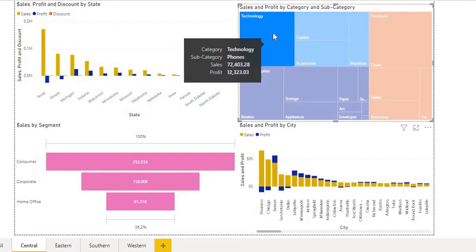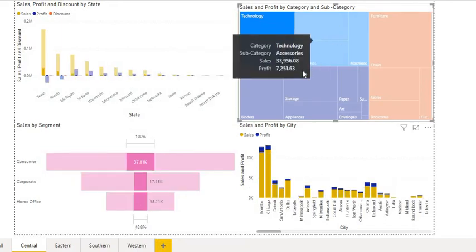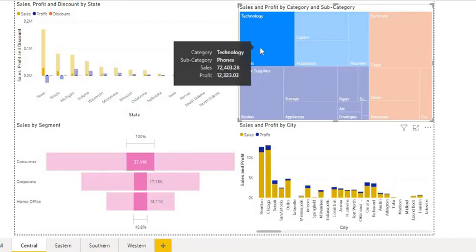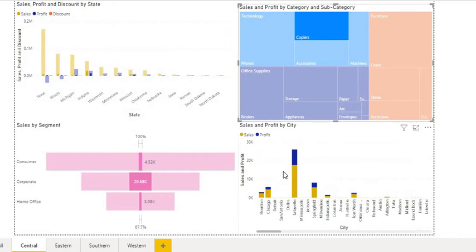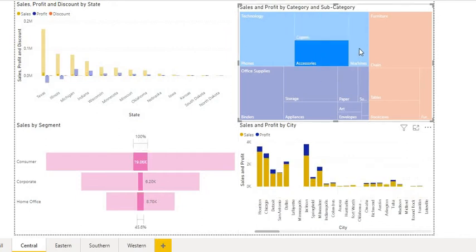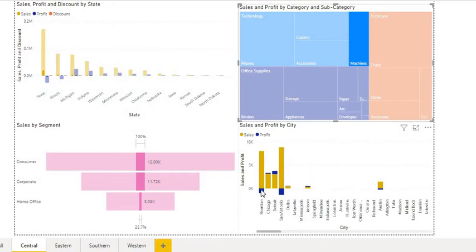In technology, there are sub items like phones, copiers, accessories, machines. So in phones, the states are doing well along with the cities. Copiers, there is profit. Accessories, profit. Machines, in machines we will see that in some cities there is losses. So this category under technology needs attention, especially in central region.